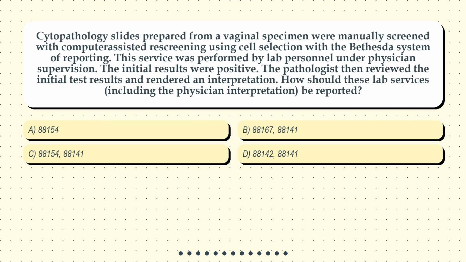Question 11. Cytopathology slides prepared from a vaginal specimen were manually screened with computer-assisted rescreening using cell selection with the Bethesda system of reporting. This service was performed by lab personnel under physician supervision. The initial results were positive. The pathologist then reviewed the initial test results and rendered an interpretation. How should these lab services, including the physician interpretation, be reported?